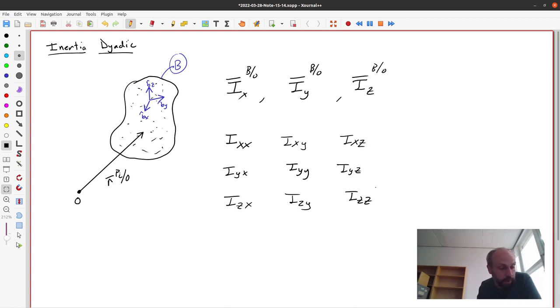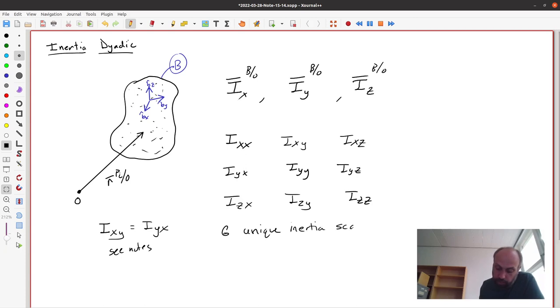And if you recall, which I didn't think I talked about in the last lecture, but it's in the online notes, it's always true that any given product of inertia, Ixy, is going to be equal to Iyx. So these terms are equal to these terms in that sense. See the notes for that. So what we have here are six unique inertia scalars, with some of them being redundant, for the body or set of particles B about O, or with respect to O.